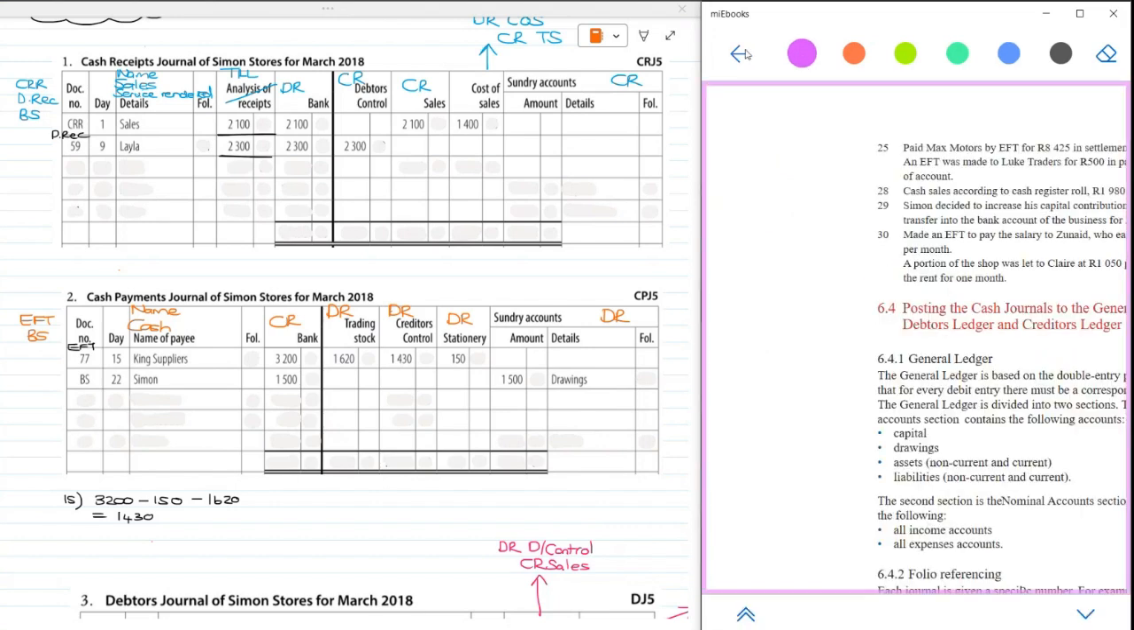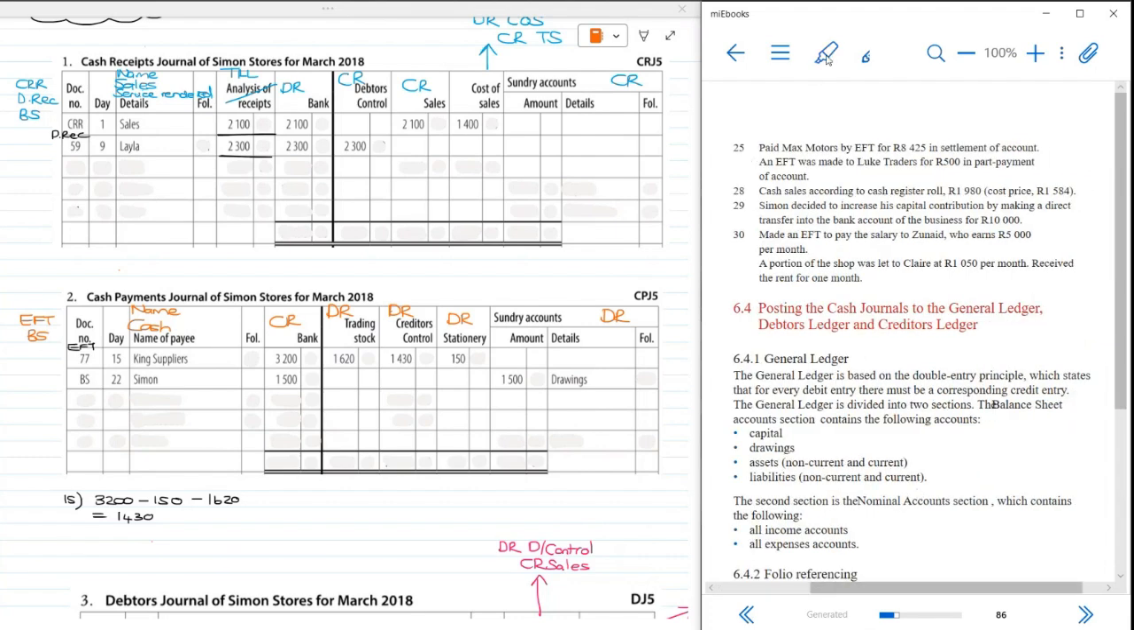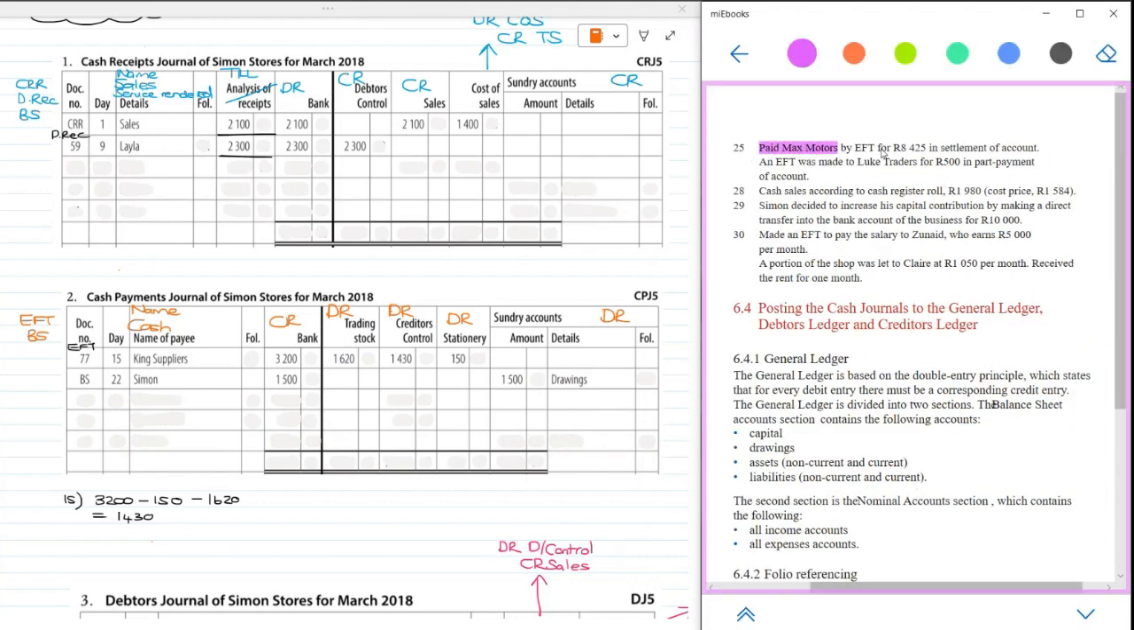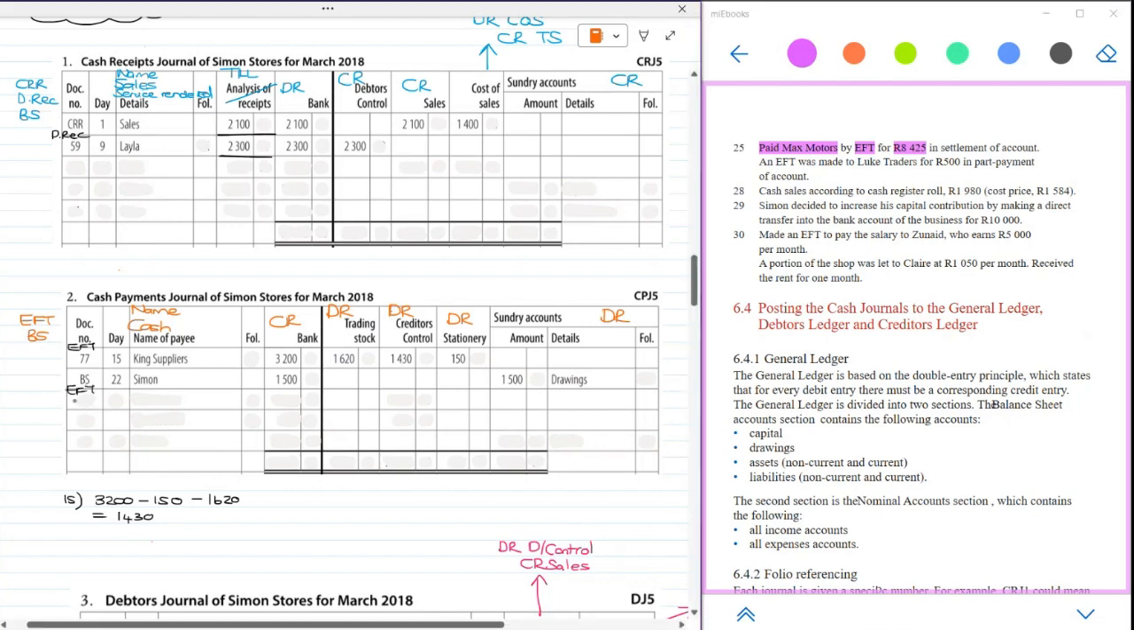My next transaction on the 25th: we paid Max Motors by an EFT for 8,425 in settlement of his account. We made a payment, so this will go to my CPJ. It's an EFT number 78. The date of the transaction is the 25th. We paid it to Max Motors. How much? 8,425. This was to settle the account, meaning we are paying a creditor back.